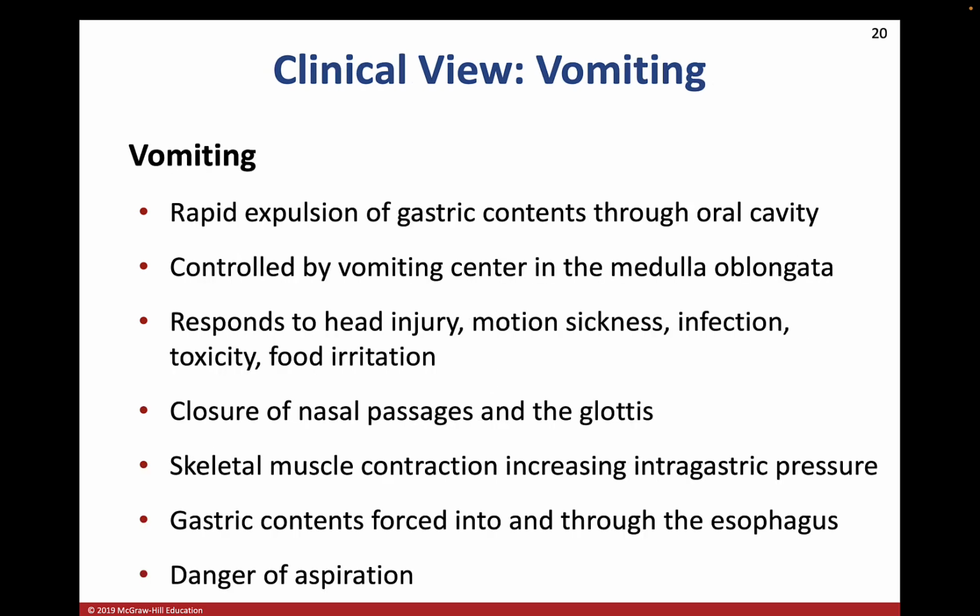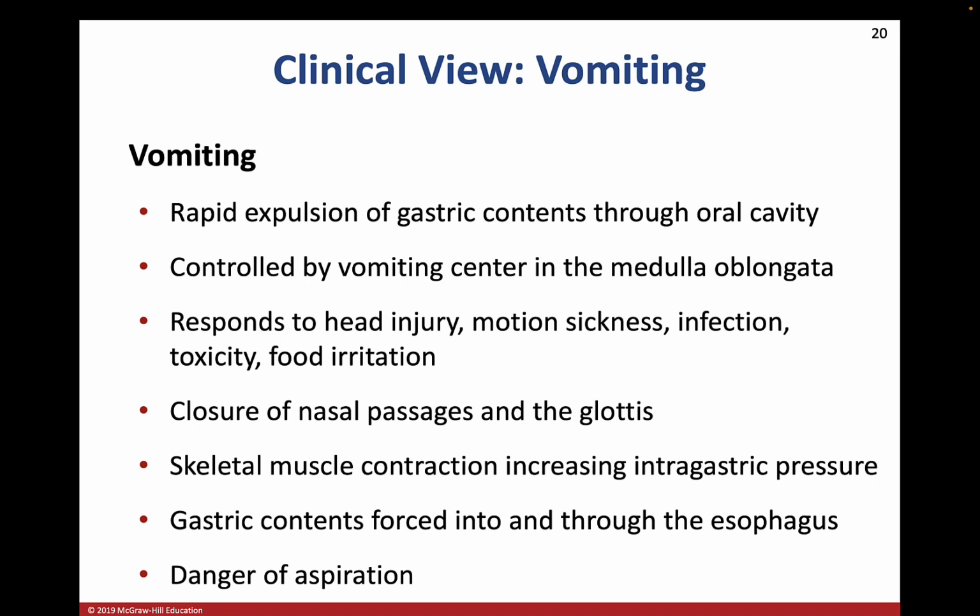Now we also have vomiting. Now this is a rapid expulsion of contents of the stomach through the oral cavity. There is actually a vomiting center within the medulla oblongata, and this will respond to motion sickness, head injury, infection, food irritation, and toxicity. Now, during this process, there's a closure of the nasal passages and the glottis. There is forceful contraction of skeletal muscle, and that results in a greater intragastric pressure. And now the contents of the stomach are forced into and through the esophagus.